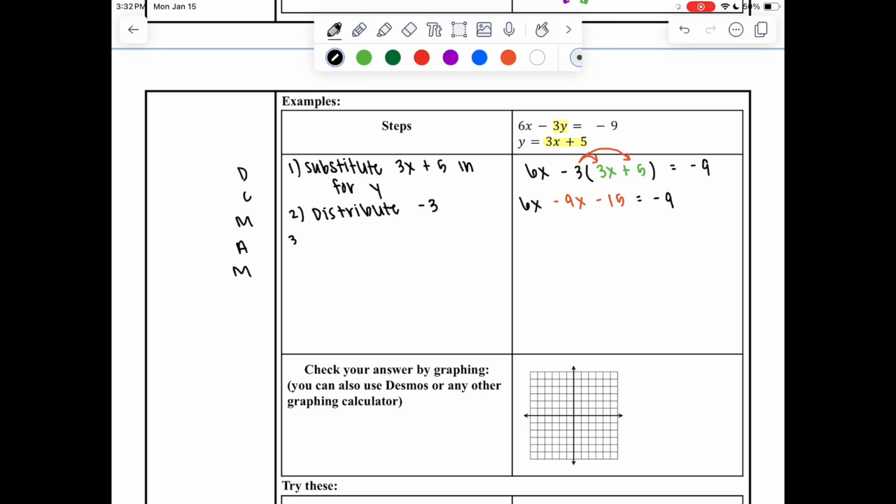And now I have to look at what happened because there's no more y, there's only x's, and the next step is to combine like terms. I have a 6x and a negative 9x, and those are the only like terms that I have.